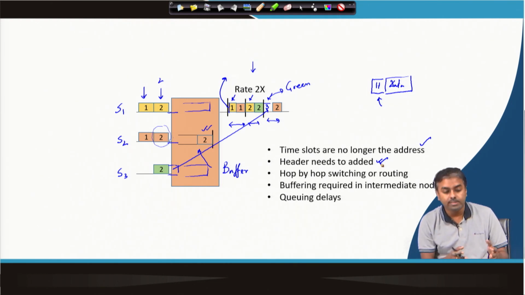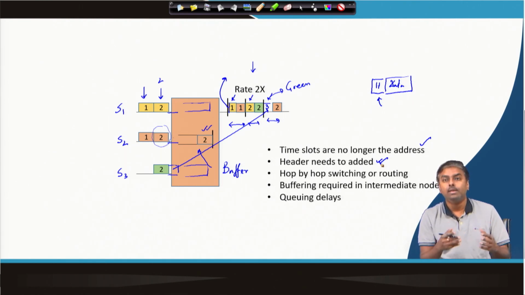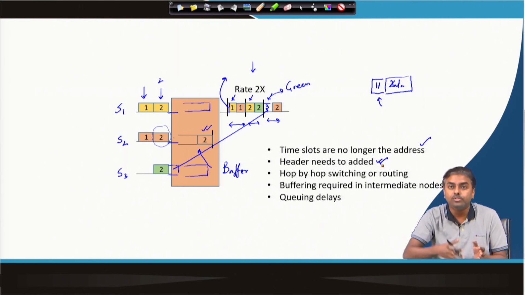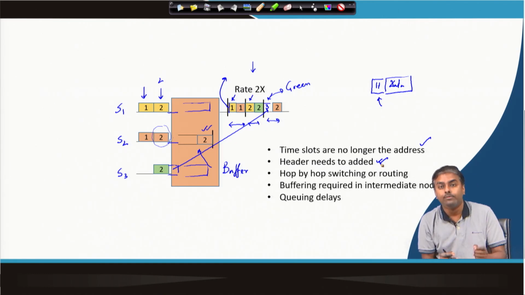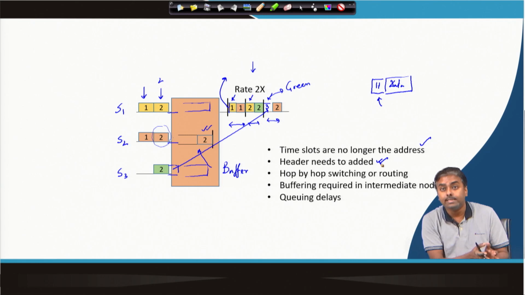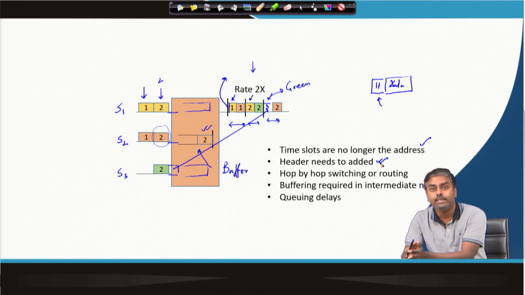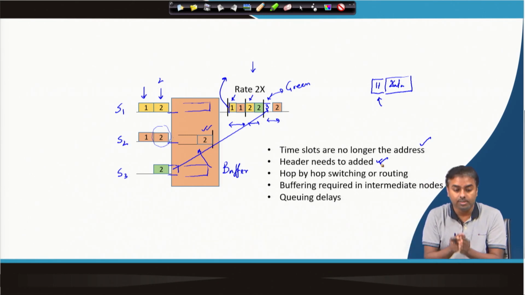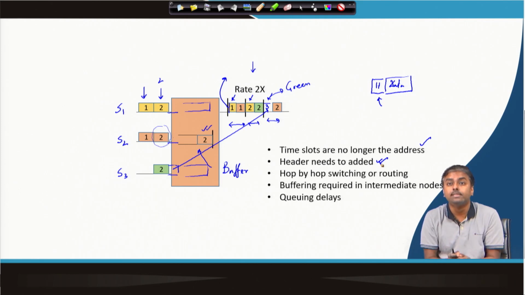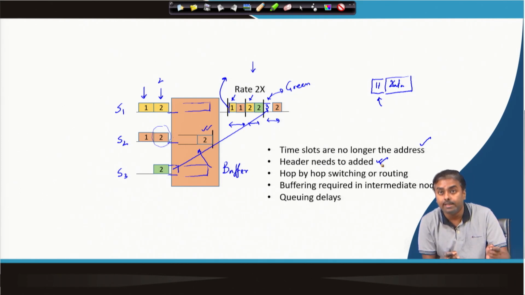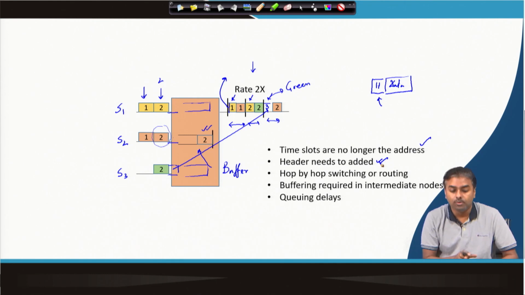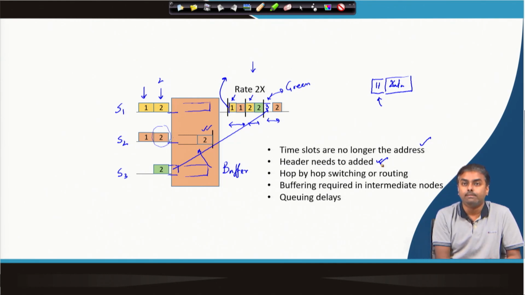So, every hop, because now the data streams are all getting jumbled up. As you progress from one switch to another, everything is getting jumbled up. So, every hop you have to do switching by seeing the packet header. So, now the addresses are being carried with the data, and every switch or every multiplexer or demultiplexer has to read those headers and accordingly decide where exactly it has to put that.